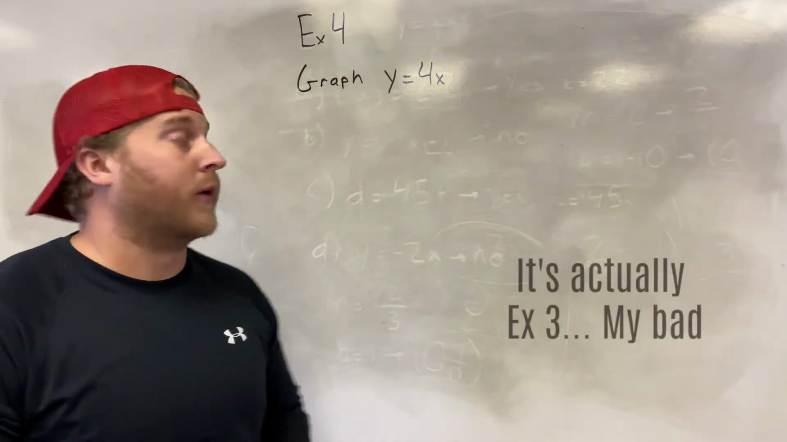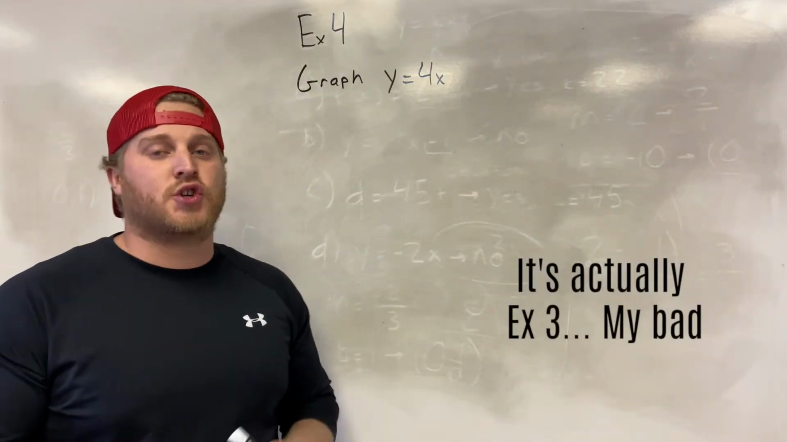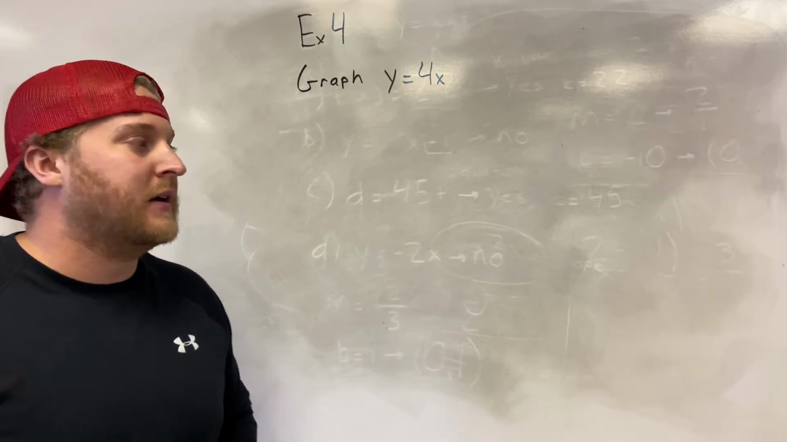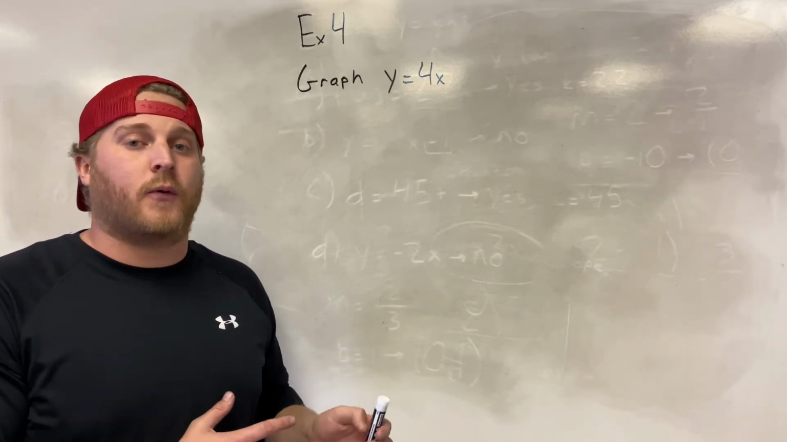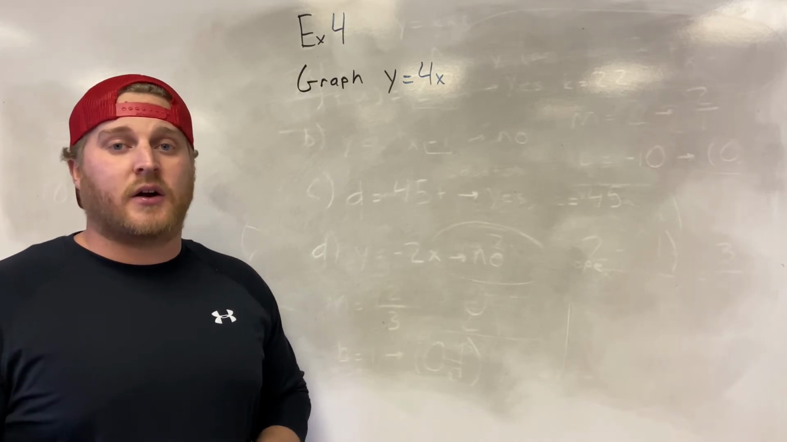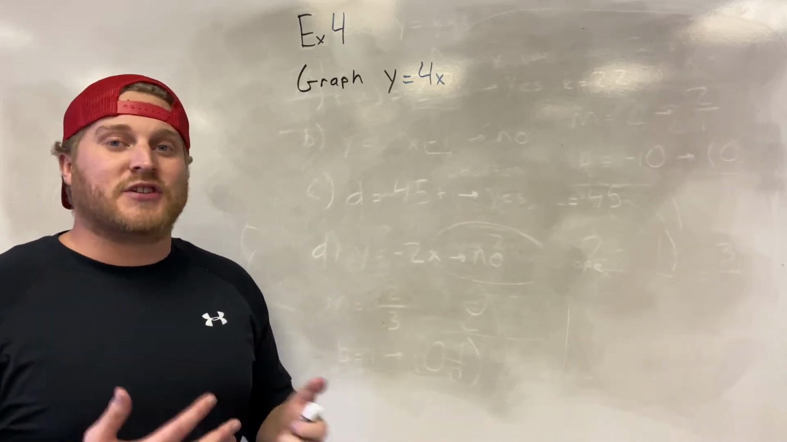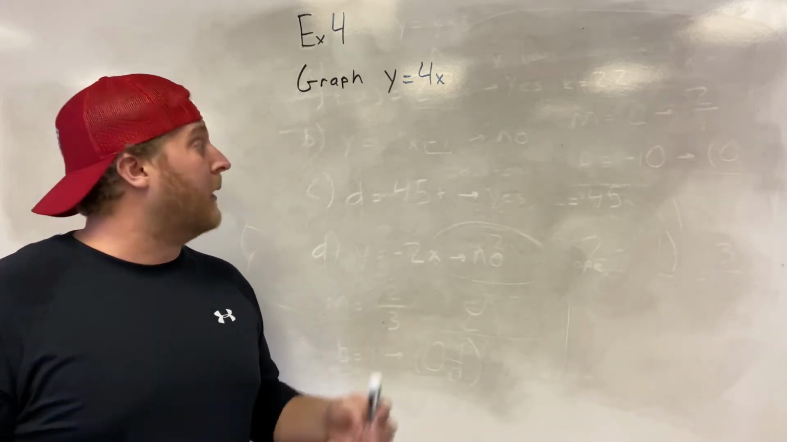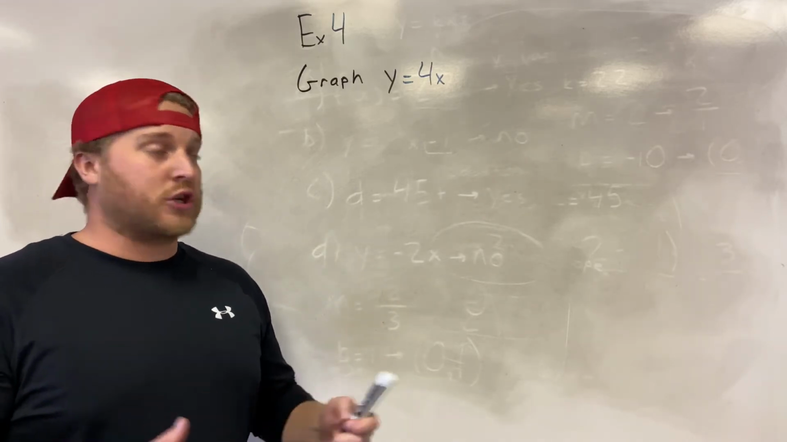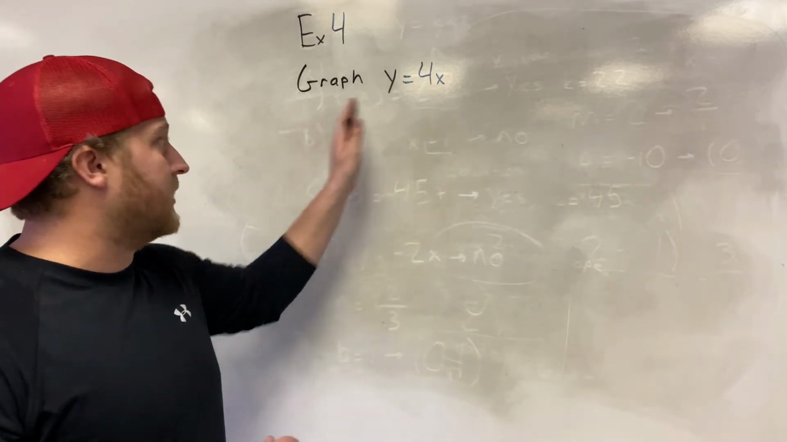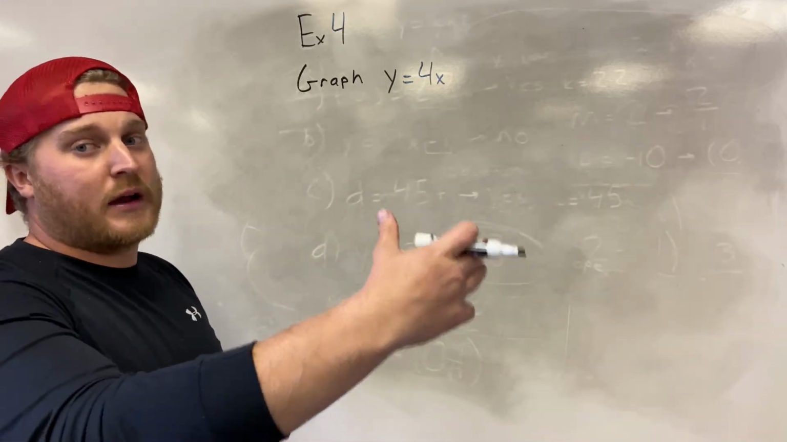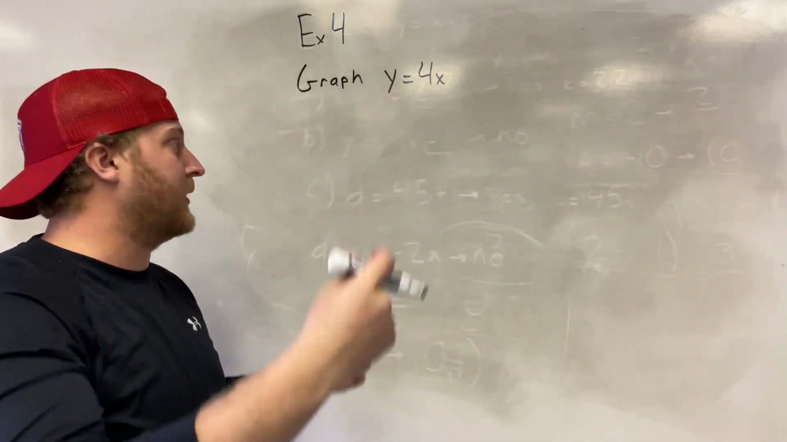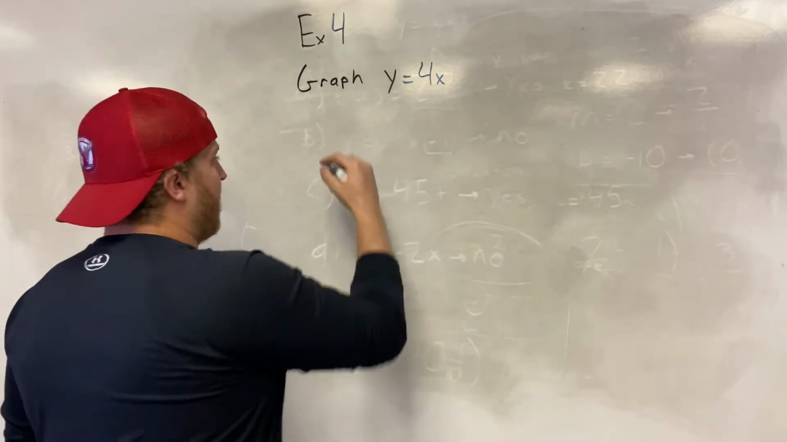Let's do another example. All right, example 4, it says graph the direct variation y equals 4x. Now we can still use the same steps that we use for the slope-intercept form because, like I stated earlier, a direct variation is just a different type and a different form of the slope-intercept form. So we're still going to make sure it's in the correct format, which it is, y equals 4x, or 4x plus nothing.